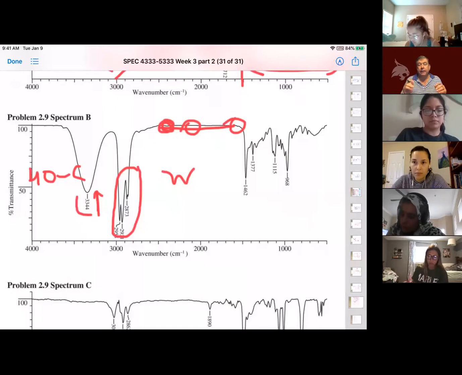Okay, all right, so how confident are you that we can definitely assign the major functional groups just by doing our first glance at our IR?